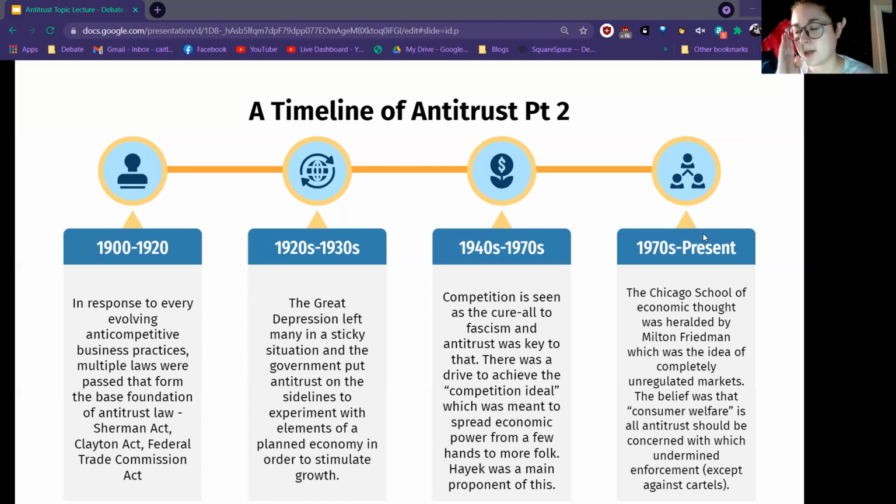Which I'll plug a documentary here. If you watch The Shock Doctrine by Naomi Klein, I think she does a great job covering the idea of Milton Friedman's capitalism and what it did to the world. But anyways, it means basically all antitrust enforcement stops.